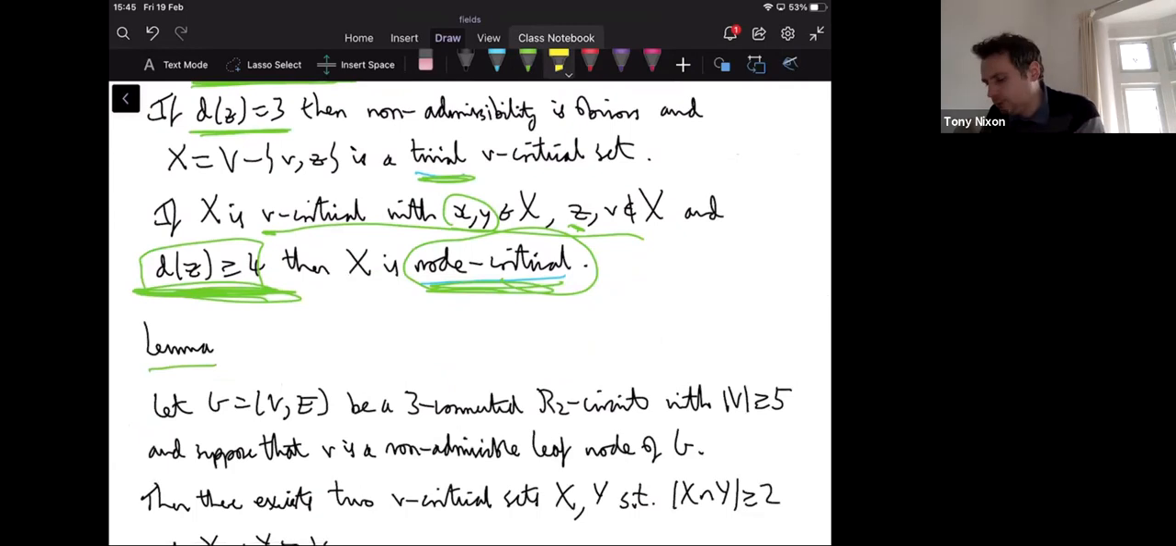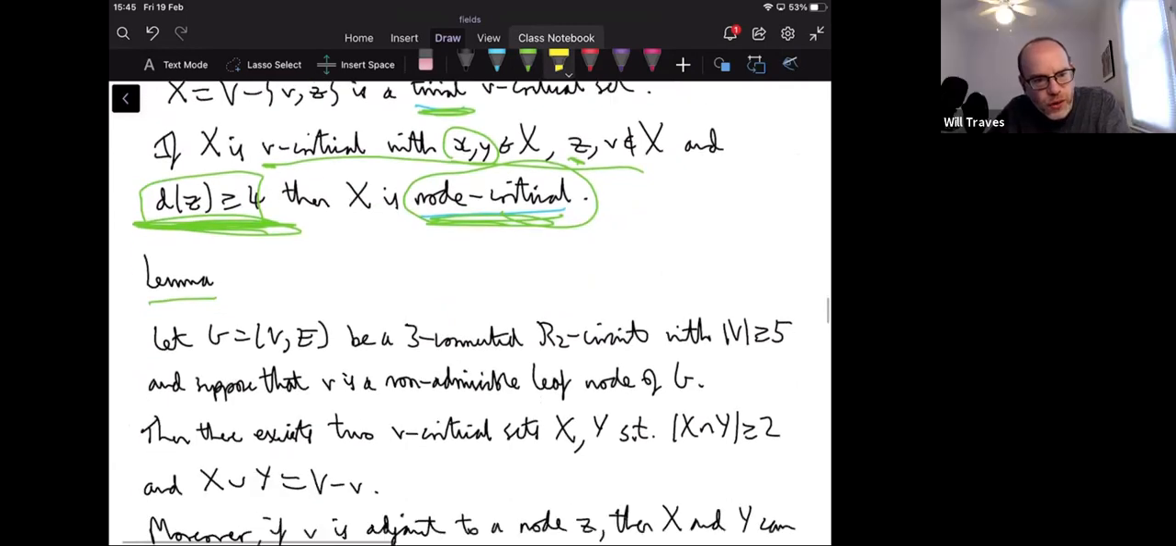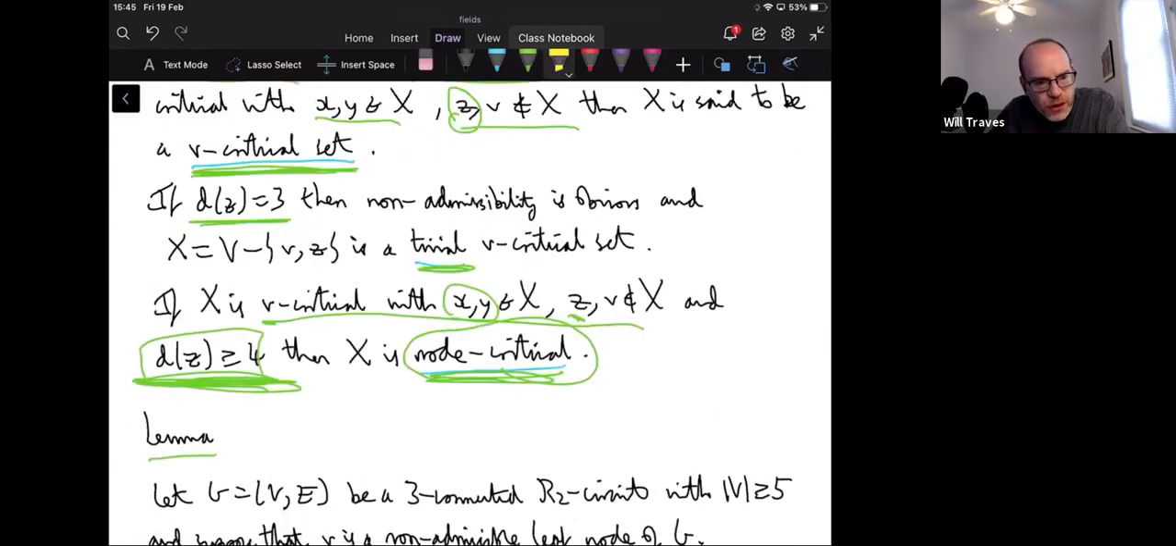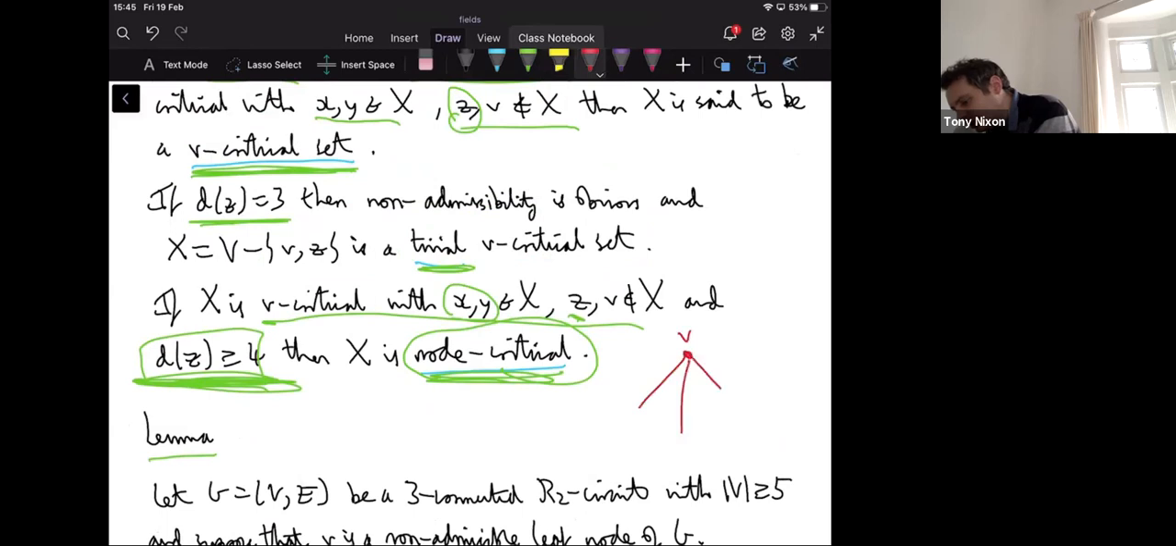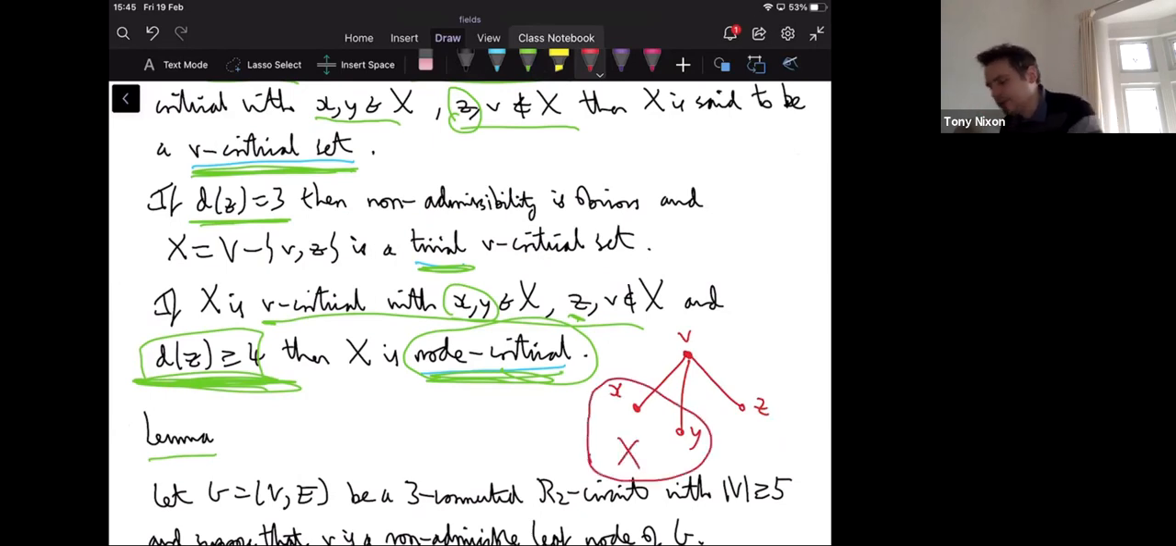Okay, so. Tony, could you just draw the quick picture that goes with the V critical set? Is there some kind of schematic? Okay, so I have this is my vertex V and its neighbors. So I have a critical set X is V critical if it looks like this. So it's a critical set which contains two of the neighbors and not the third.